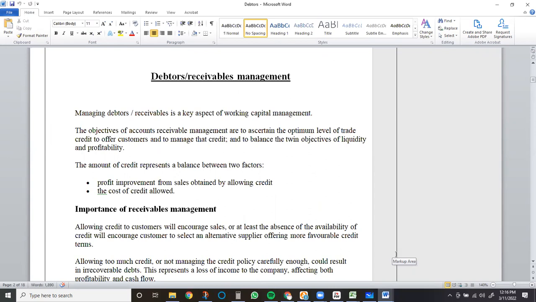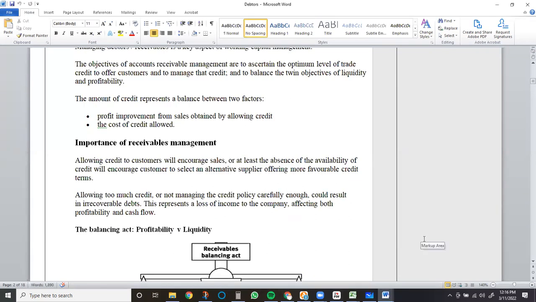So just reading on, why is it important to manage receivables? Allowing credit to customers will encourage sales. Yes, we agree. Or at least the absence of the availability of credit will encourage customers to seek an alternative supplier, offering more favorable terms. And that's not good, is it? Nope.